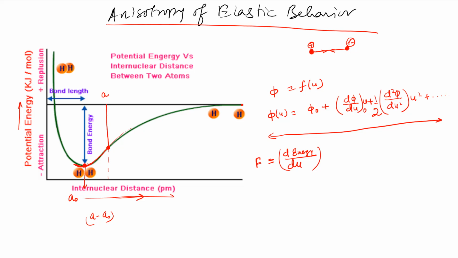One more thing: u is called the displacement. So u starts from this position. At this position u is 0, and here it will be positive, and here it will be negative. So u is equal to a minus a naught in the positive.